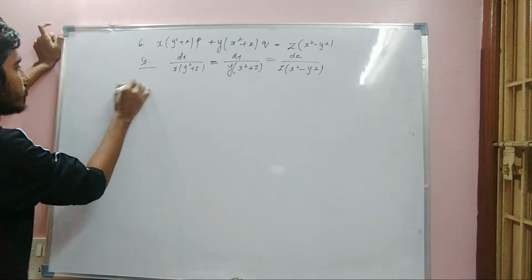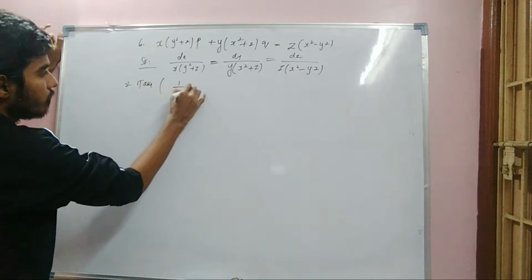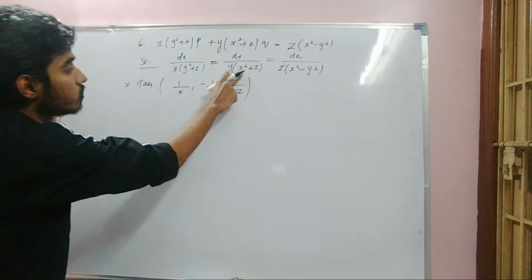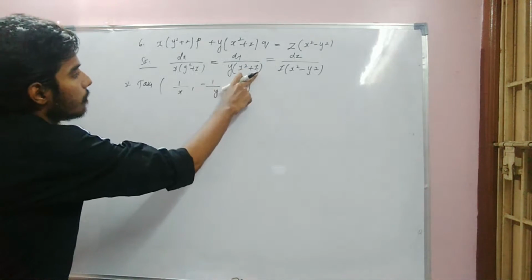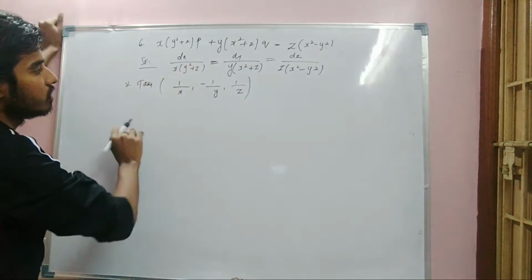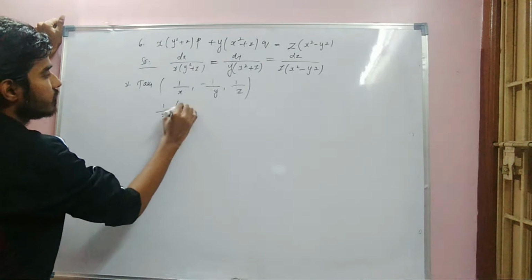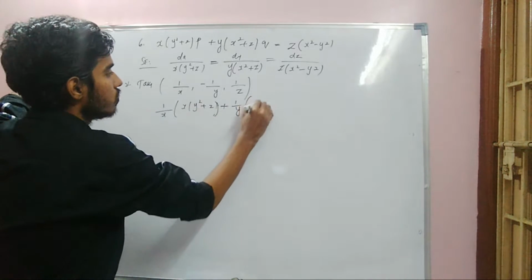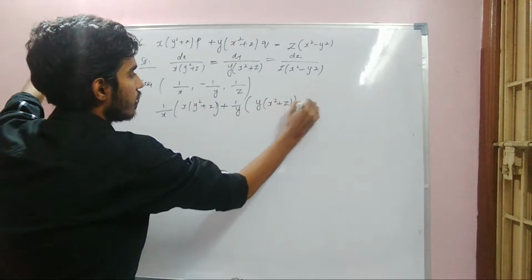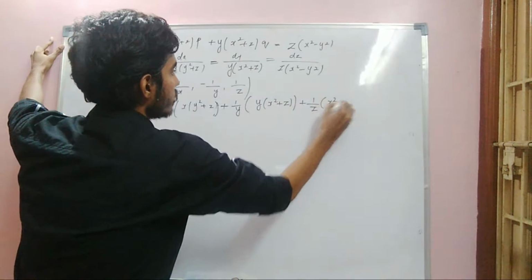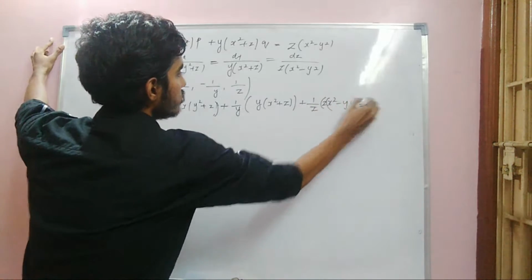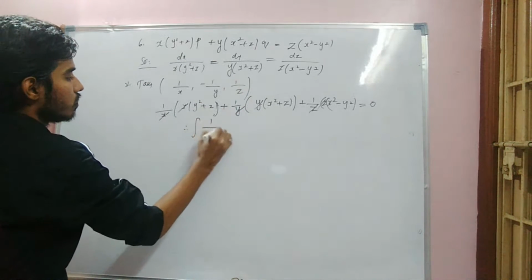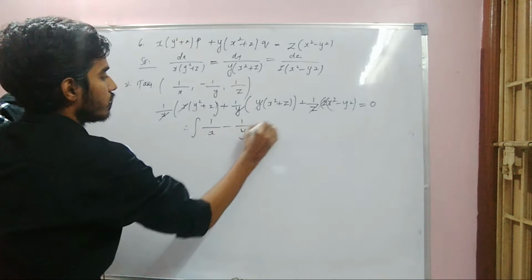So what I am going to do is I am going to take the multiplier 1 by x, minus 1 by y, 1 by z. So instead of plus 1 by y, I am going to take minus 1 by y. So that minus x square plus x square will get cancelled. Minus xz plus xz will get cancelled. So we take this multiplier 1 by x into y square plus z square plus 1 by y into x square plus z square plus 1 by z into z into x square minus y square. This is equal to 0 because all get cancelled. So therefore integration of 1 by x minus 1 by y plus 1 by z will be a solution.